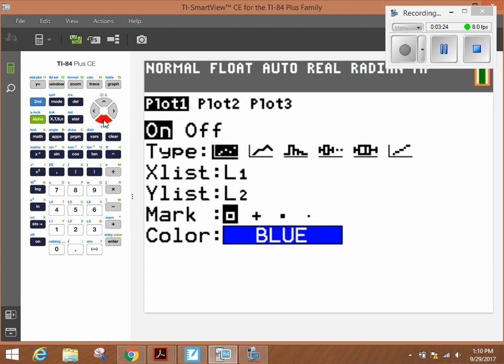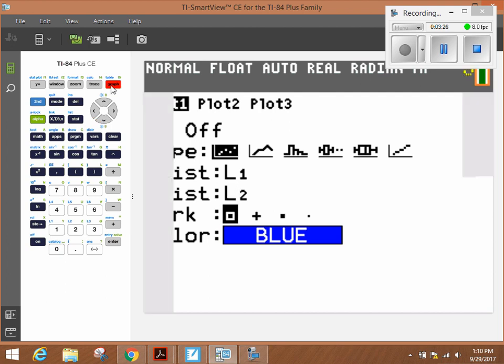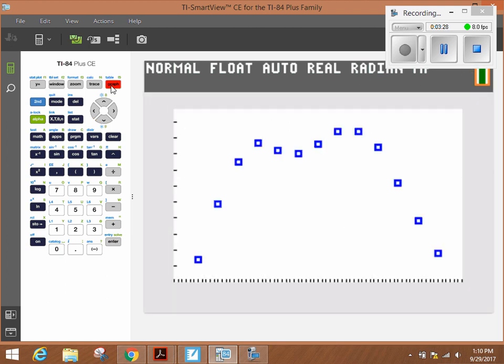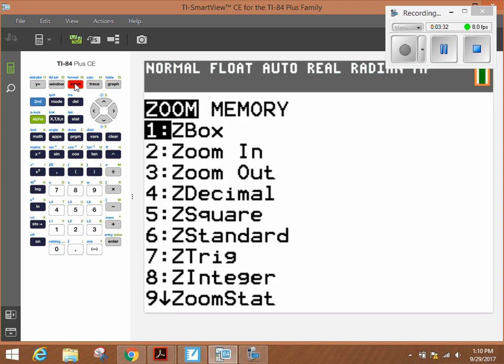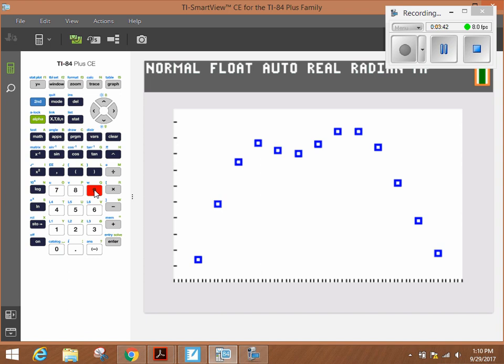So here we go. If I have all those things going on and I hit graph, I should get a plot here. If I don't, I need to change my zoom, I need to change my window. And if I hit 9, right, from this zoom menu, zoom stat, that's going to get me where I need to be. And I'm going to have this going on.